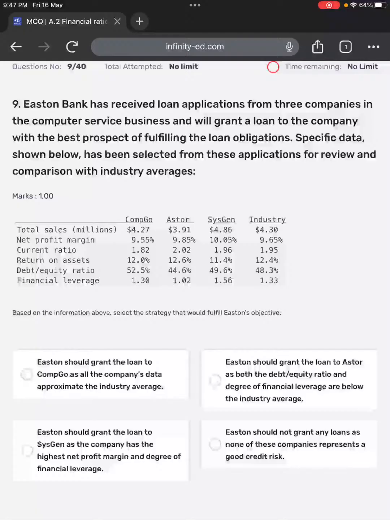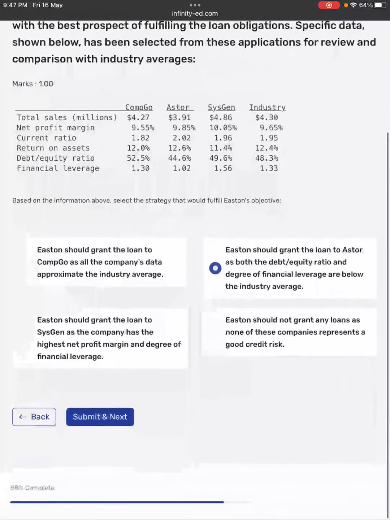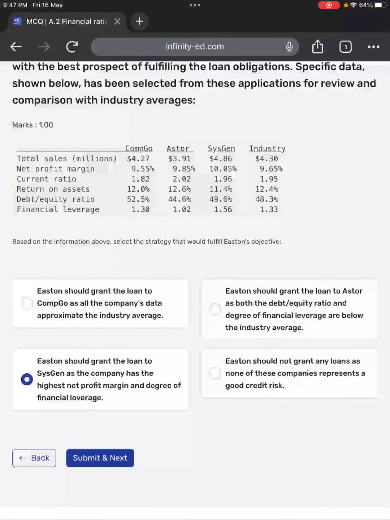Stone should grant the loan to Astro, since both the debt to equity ratio and financial leverage are below the industry average. Stone should not grant the loan to Shenzhen; Shenzhen is not a good choice, and Stone should not grant the loan to none of the others. Option B is the correct answer.